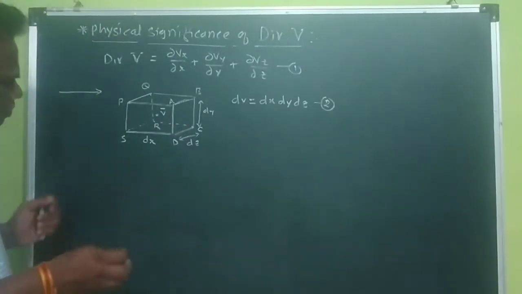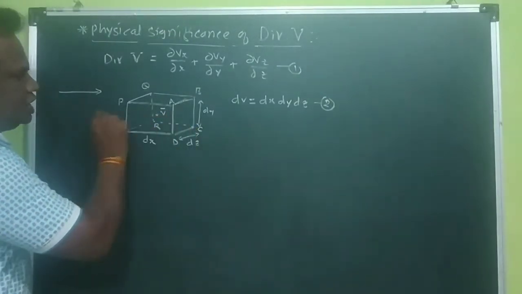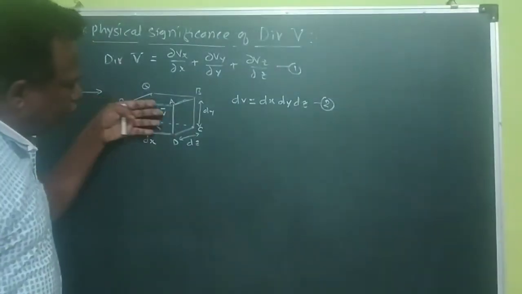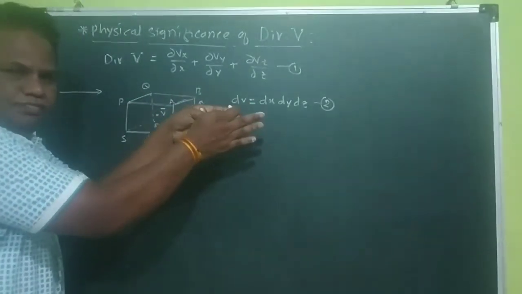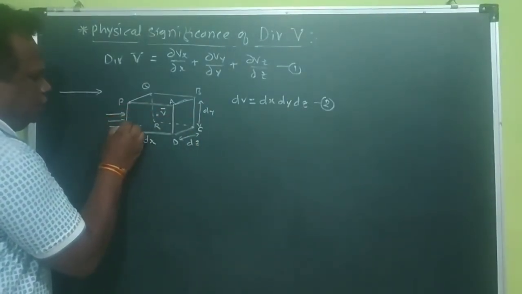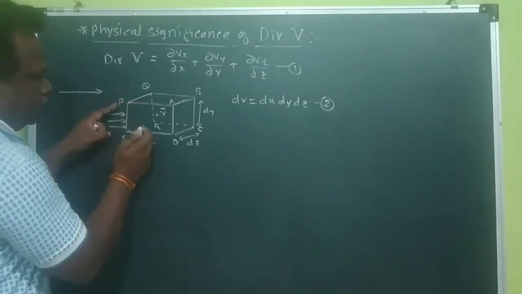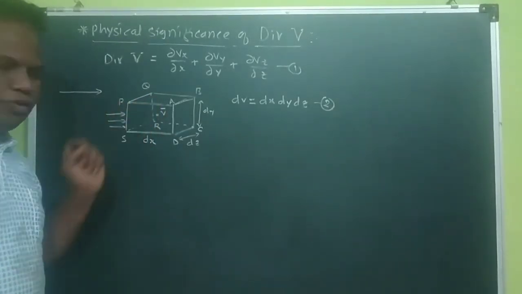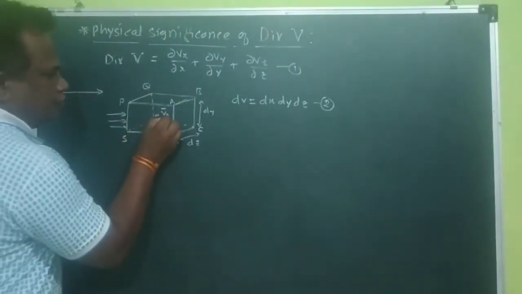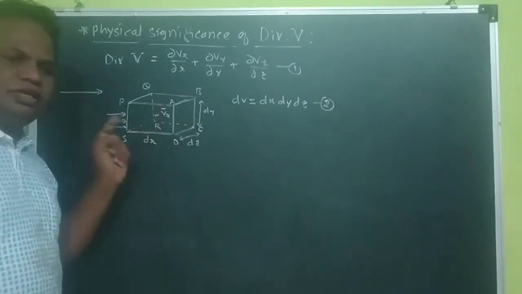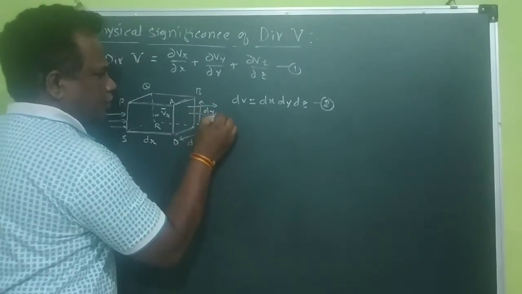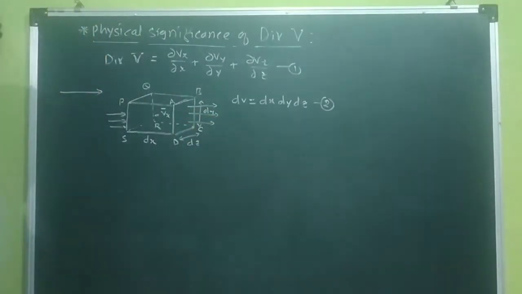Now, suppose that the vector field is coming in this direction. First of all, we are going to consider the vector field going in the x direction. This is the direction of x. So the vector field is entering in this direction through the face PQRS. It comes at the center where its value becomes Vx in the direction of x, and then it goes away through the surface ABCD.